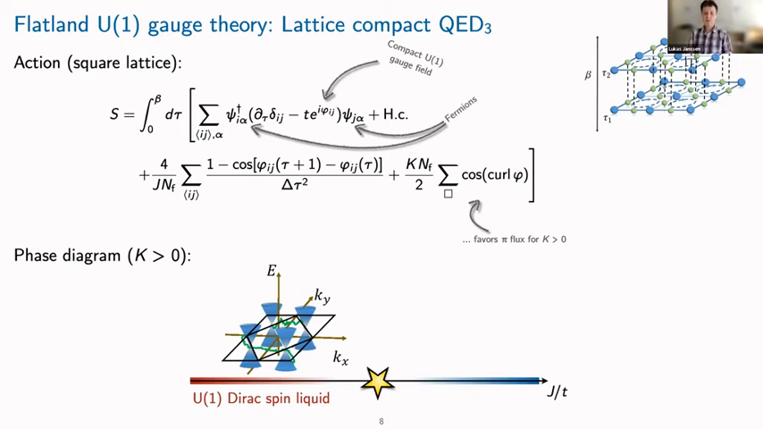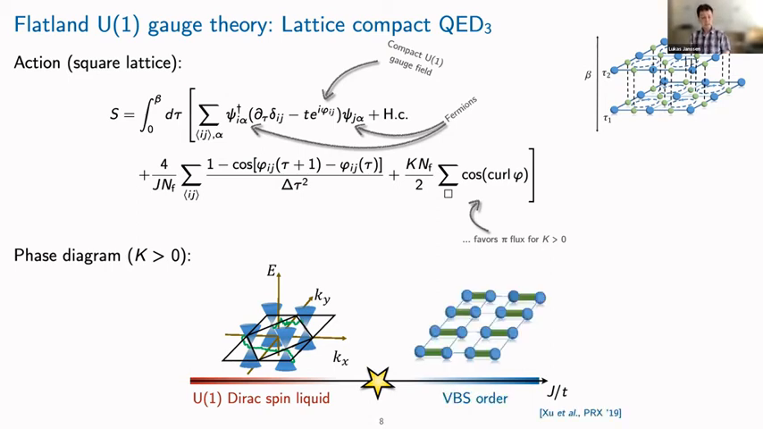For increasing J, however, gauge fluctuations become strong and can eventually drive a transition towards some ordered state. Previous quantum Monte Carlo simulations indeed find such an ordered state and suggest that it's a valence bond solid phase, where neighboring spins form spin singlets. This obviously breaks the lattice rotational symmetry, and therefore we must have some kind of transition in between, at least one.